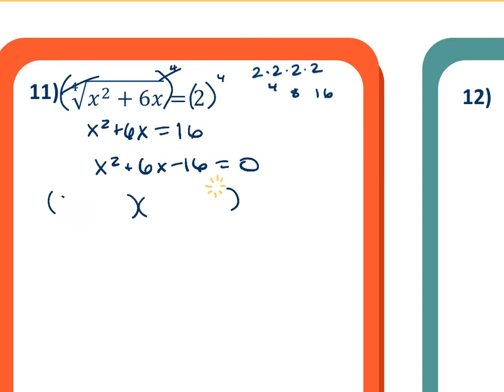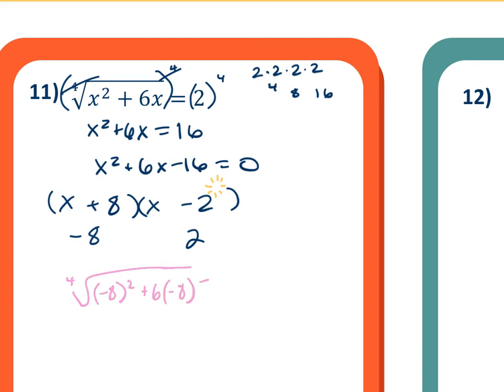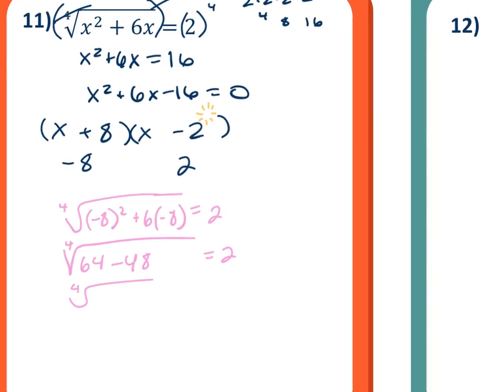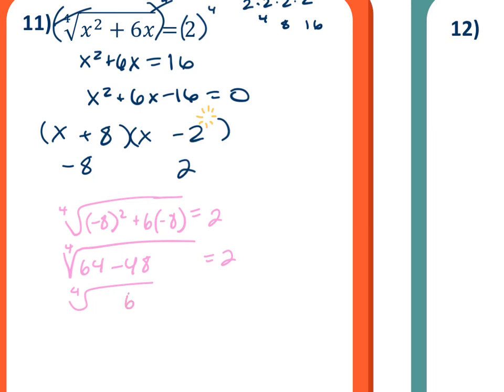Factor. Factors of -16 that sum to +6 would be +8, -2. And I get -8 and +2. Let's plug them back in to check. So 4th root, -8 squared plus 6 times -8 equals 2. 4th root of -8 squared is 64 minus 48. 4th root of 16, and 16 is 2 and 8, 2 and 4, 2 and 2, so 2 equals 2.